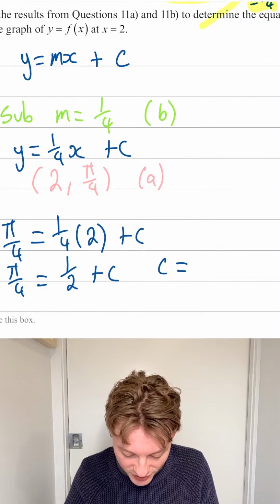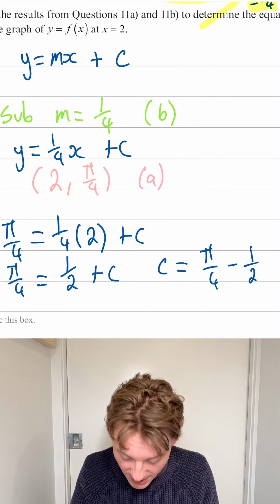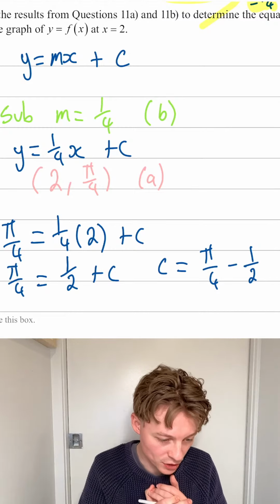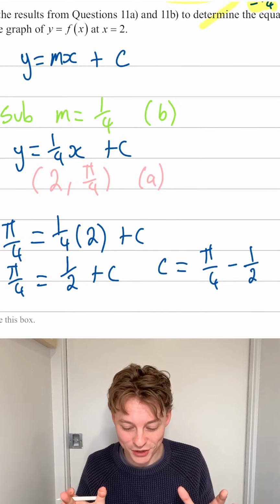So I'm going to scroll across here. I get a value for c of simply pi on 4 minus a half. Now, I'm a very big fan of making common denominators. Some people consider it overkill. We're going to make common denominators here, though.